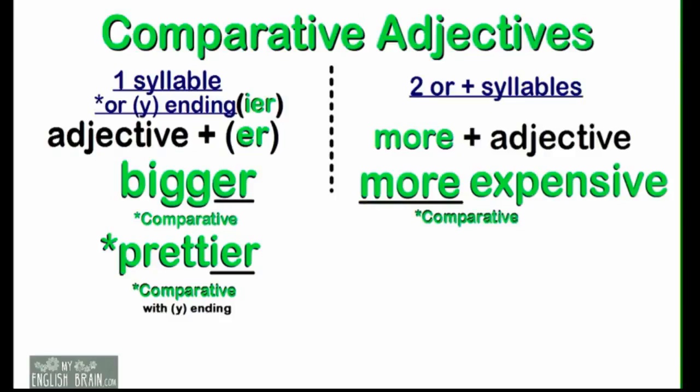To review, remember, with the comparative adjectives, one syllable or Y ending, we use ER or IER. For example, bigger and prettier. With two or more syllables, we use more and the adjective. For example, more expensive.